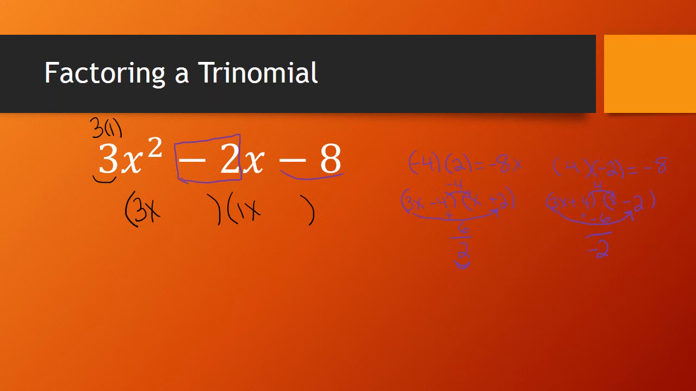So this tells me that the two numbers, or the last numbers in the binomials, are going to be 4 and negative 2.